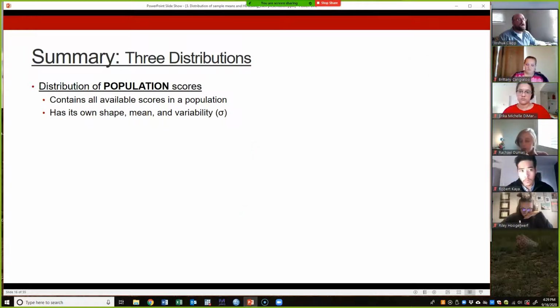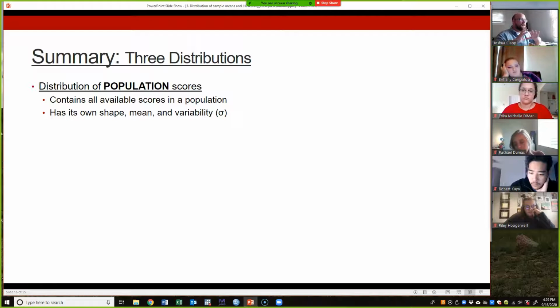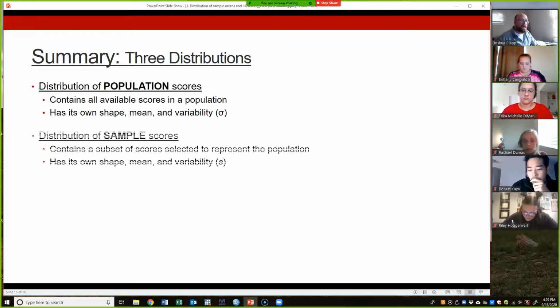Okay. So what we've got here is basically 3 different distributions. We've got our distribution of population scores. Okay, this is all scores in a population. Population scores have their own shape, mean, variability. This is all the individuals, units in the world that compose this population. This is a hypothetical thing. We can never, or rarely, if ever, actually have access to the full population, right? This is something that we think about on a theoretical level, out there in the universe. But that hypothetical population, the thing that we'll never get to observe directly, has its own shape, its own mean, its own level of variability. Okay, but we can't get that population of scores.